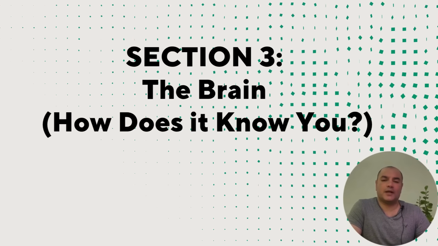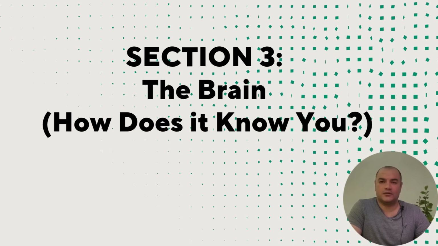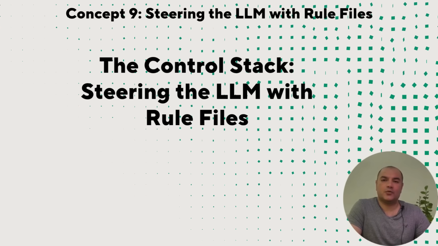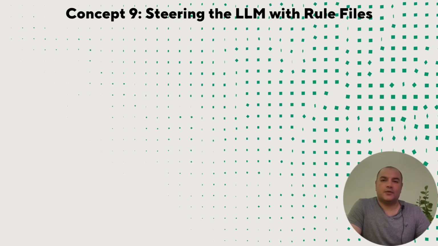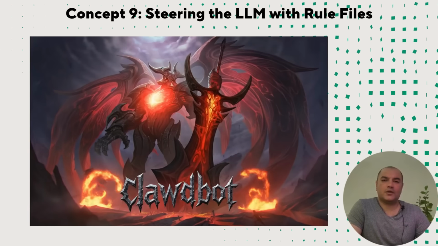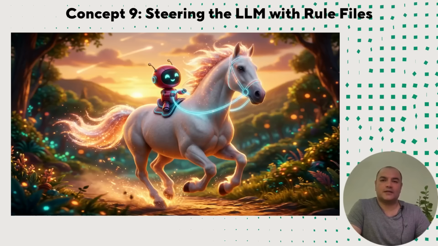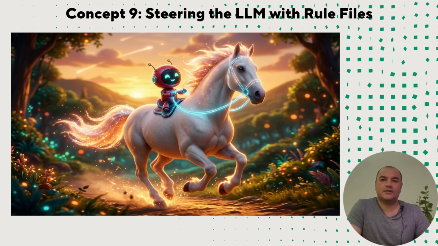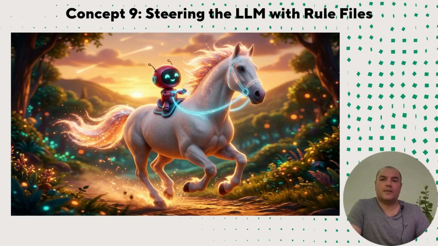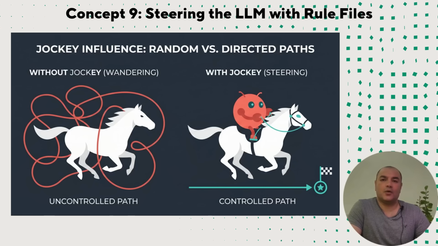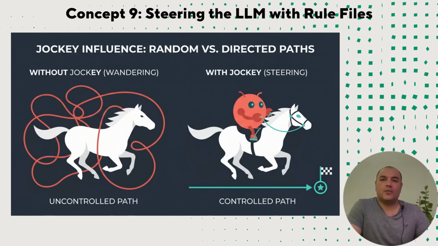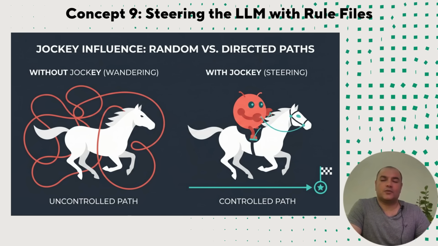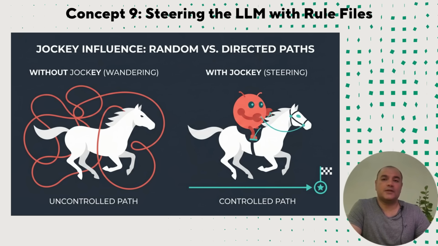Section 3. The brain. How does the AI agent know you? Concept number 9. The control stack, steering the LLM with rule files. Now that you understand memory and context, let's talk about what OpenClaw actually is. Think of it like a horse and a jockey. The LLM, Claude or GPT, is the horse. It is pure, raw power. But without a rider, a horse just wanders around aimlessly. OpenClaw is the jockey. It doesn't have the brain power of the horse, but it provides the rules and the steering to make that power go exactly where you want it.